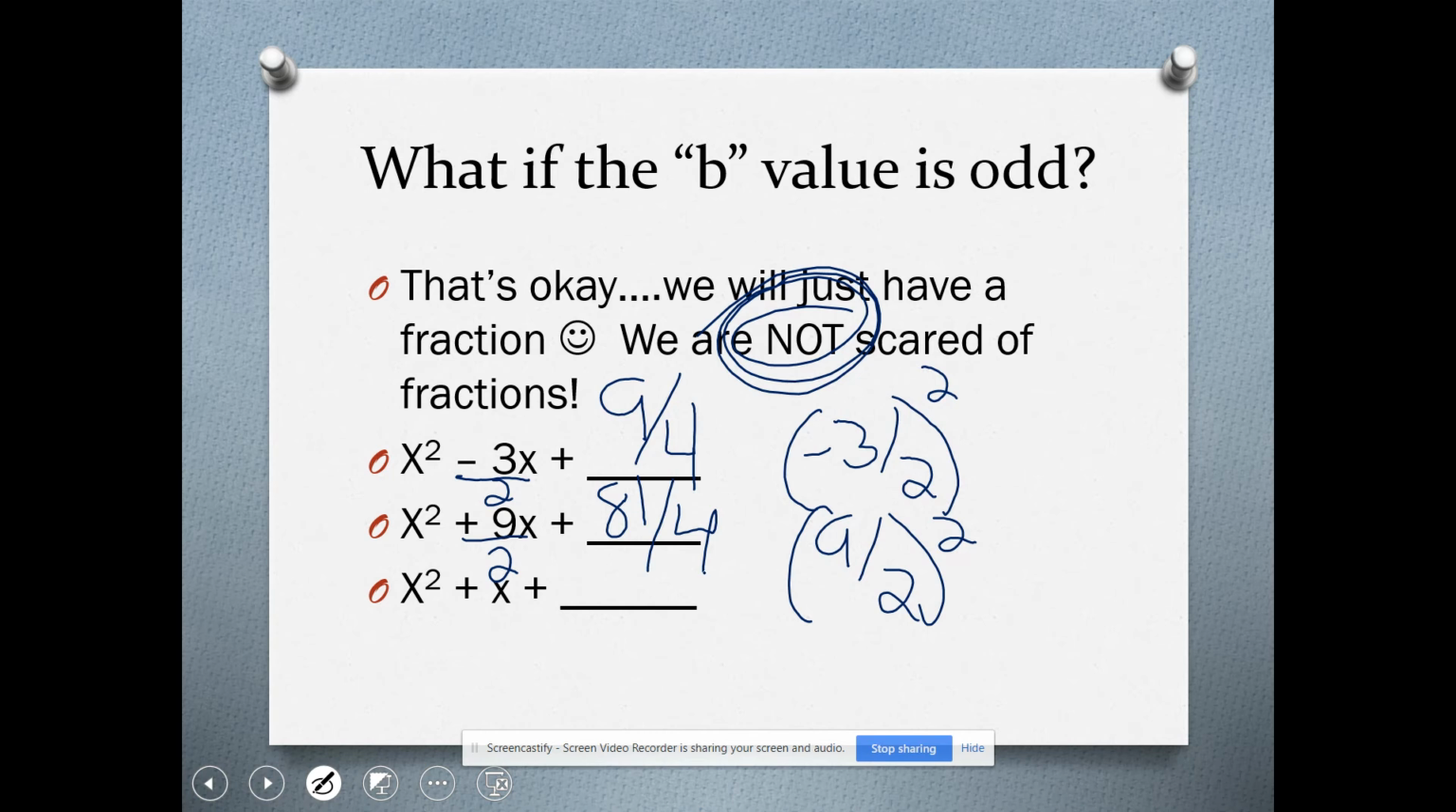Don't forget, there is a number in front of this x at the bottom. It's 1. So we take half of that, and we have 1 half. Square it. 1 squared, 1 times 1 is 1. 2 squared is 4.